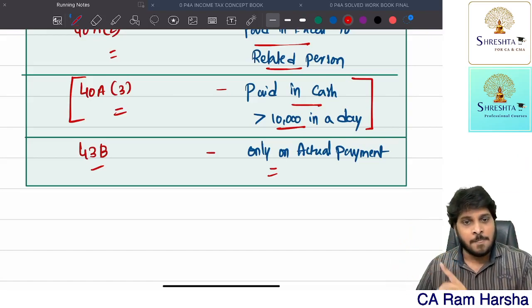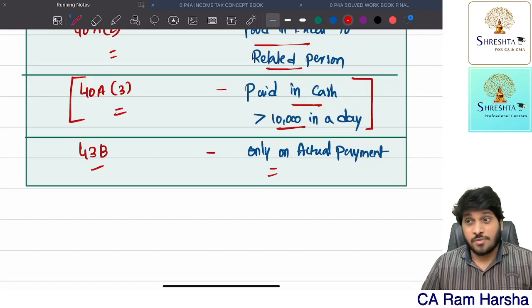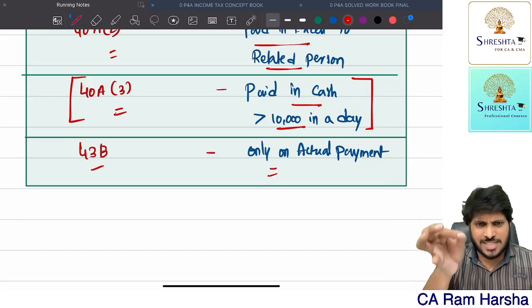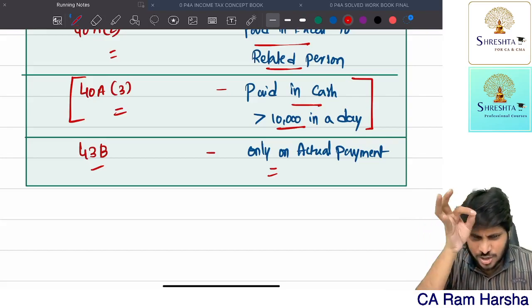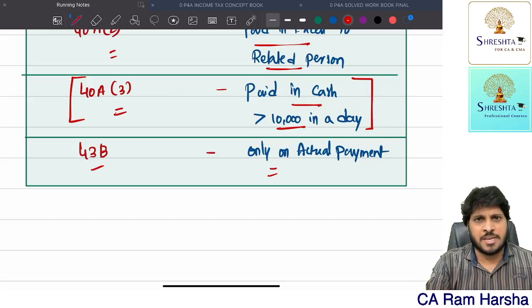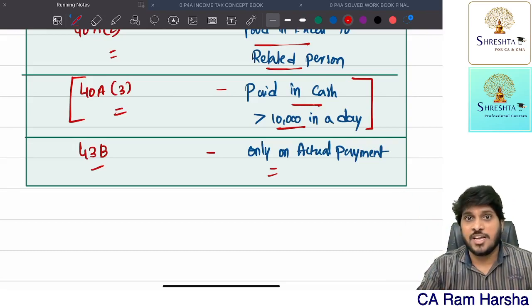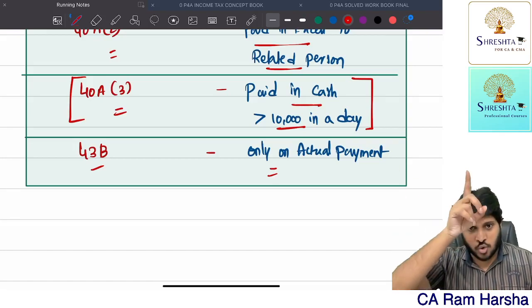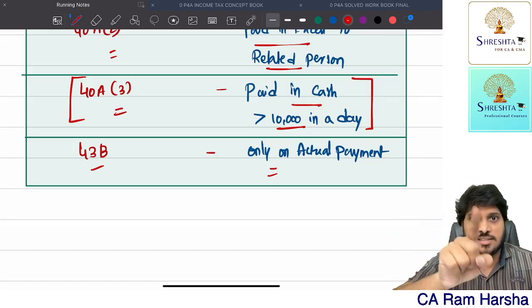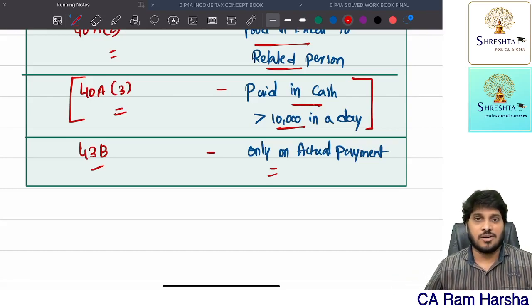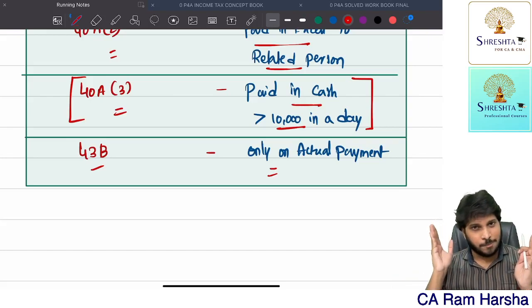So what are they saying? Whether you purchase an asset or whether you incur some revenue expenditure, whatever it is, if it is more than 10,000 rupees for a particular transaction to a single person, only by account payee cheque, account payee demand draft, or electronic mode of transaction is permitted, only then I will consider that as expenditure. Otherwise, I will not consider that as an expenditure. I hope you are clear.